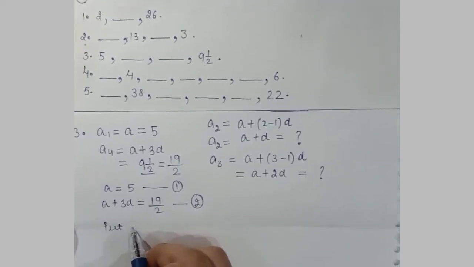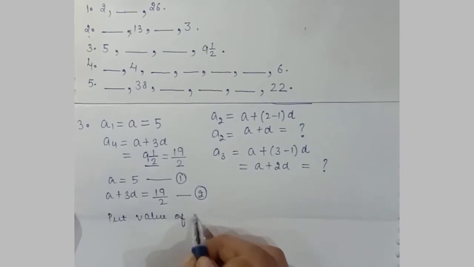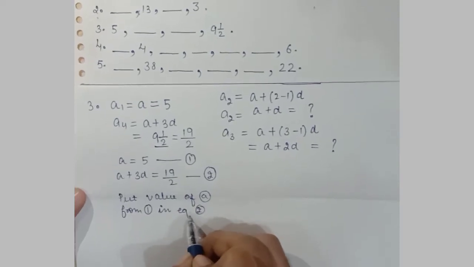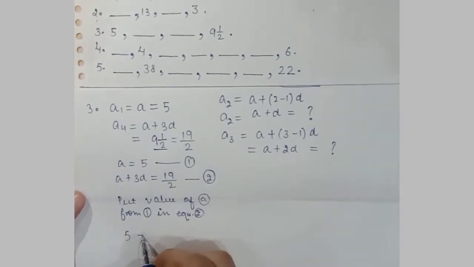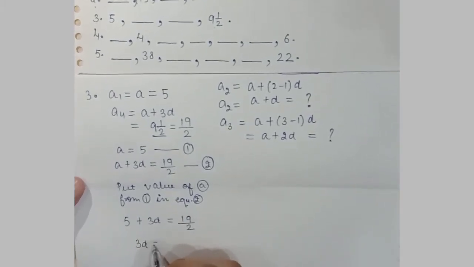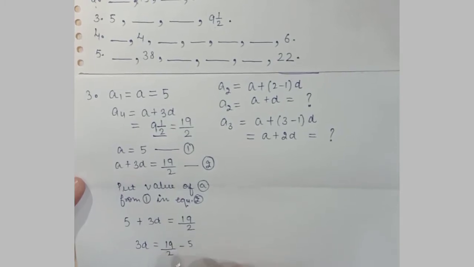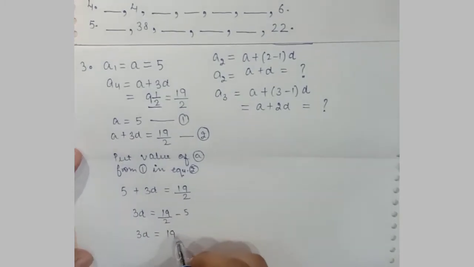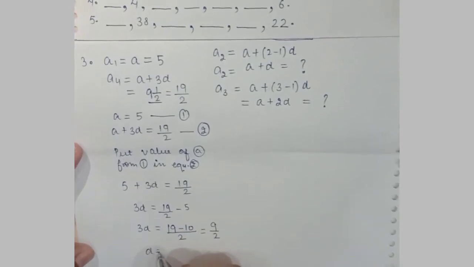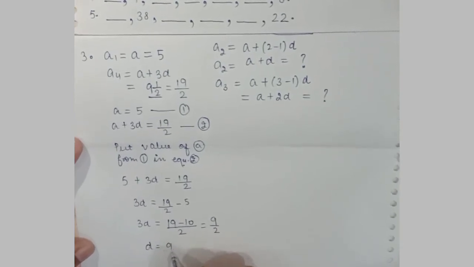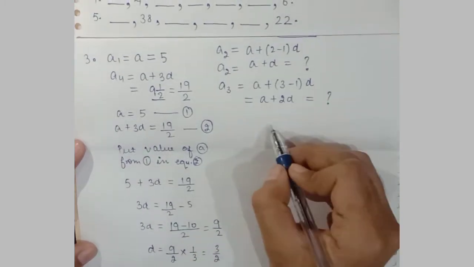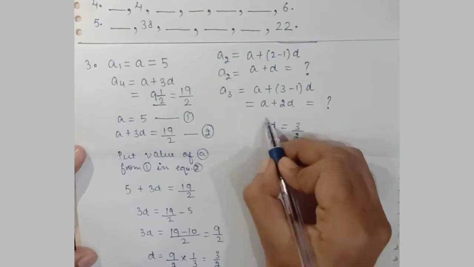Now put the value of a from the first in the second equation. We get 5 plus 3d is equal to 19 by 2. 3d is equal to 19 by 2 minus 5, or 3d is equal to 19 minus 10 divided by 2, is equal to 9 divided by 2. So the value of d is 9 divided by 2 into 1 by 3. So d is 3 by 2.